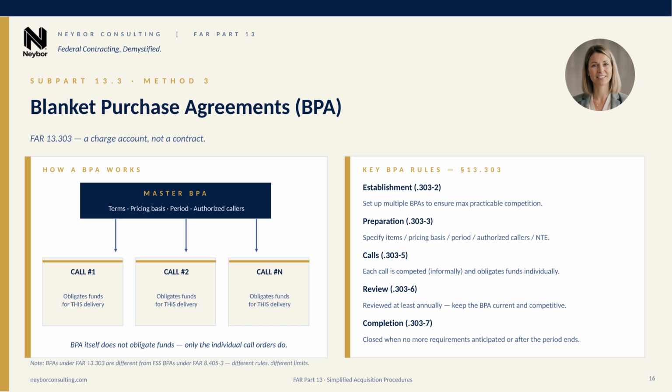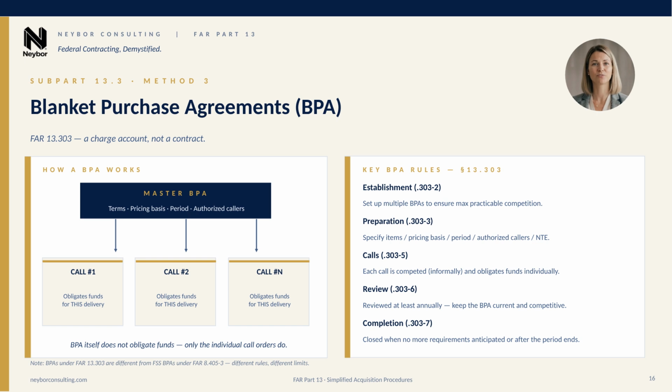Then, throughout the period, the agency places individual call orders against the BPA. Each call obligates funds for that specific delivery. If the agency never places a call, you never get paid, even if the BPA was in place all year. On the right, the key rules under Section 13.303. The contracting officer should establish multiple BPAs to keep the competition healthy. The master document must specify the items, the pricing basis, the period, the authorized callers, and the not-to-exceed amount. Each call has to be competed informally before it is placed.